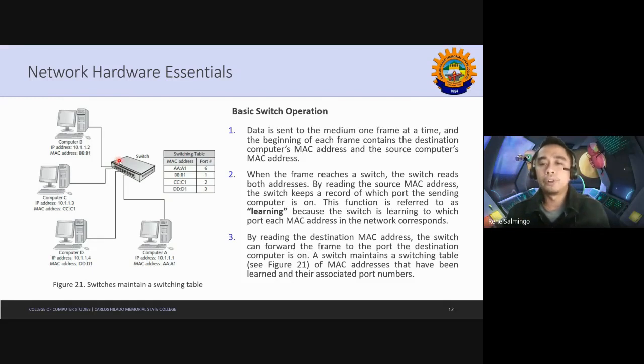So for example, data is sent to the medium one frame at a time. The beginning of each frame contains the destination computer's physical address, or media access control address, and the source computer's MAC address. When the frame reaches the switch, it reads both addresses. By reading the source MAC address, the switch keeps a record of which port.